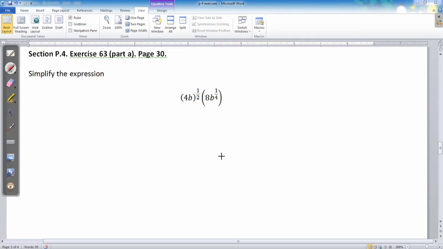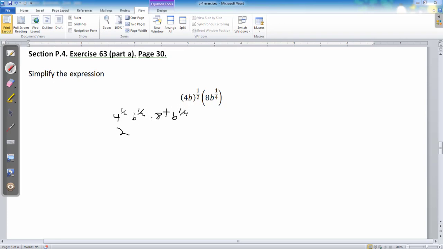Well, let's see. This is basically just going to be using rules of exponents. We know if you have an exponent outside of parentheses, it does distribute through. So 4 to the 1/2, b to the 1/2. There's no exponent outside this parentheses, so I just get to rewrite that one. Times 8 times b to the 1/4. Now let's see what we can do. 4 to the 1/2 is just 2.